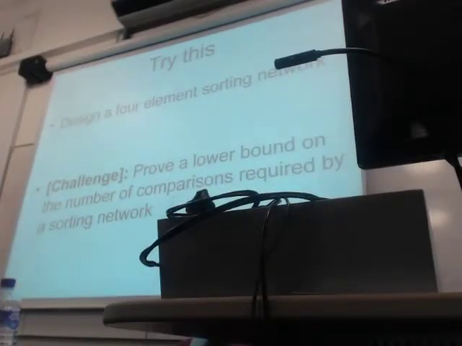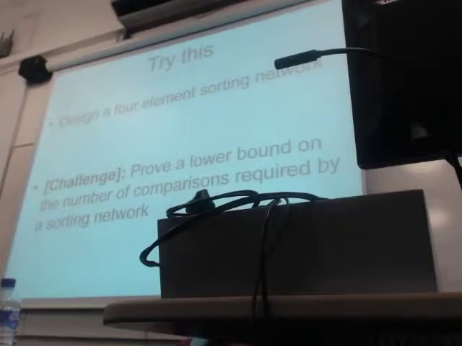Now, I want you to take a few minutes of your own to understand what goes on, to try to design a four-element sorting network of minimal size. So a four-element sorting network, to be a valid sorting network, has to sort any possible set of four elements. And if you solve this quickly, I encourage you to also prove a lower bound on the number of comparisons required by a sorting network.